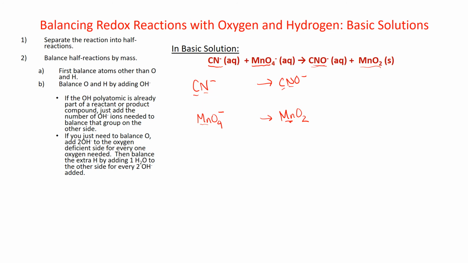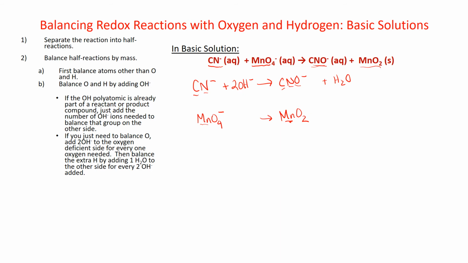So in that first half reaction, I have 1 oxygen on the right-hand side. I have none on the left-hand side. So I need to add oxygen to the left. Since I only have 1 oxygen that I need to add, since that's how many I have on the right-hand side, I'm going to add 2 hydroxides. And I do that because in order to balance the hydrogen, I have to add water. And water has 2 hydrogens. So for every 2 hydroxides that I add, I'm going to add 1 water molecule to the other side. And that will balance my oxygen and my hydrogen.